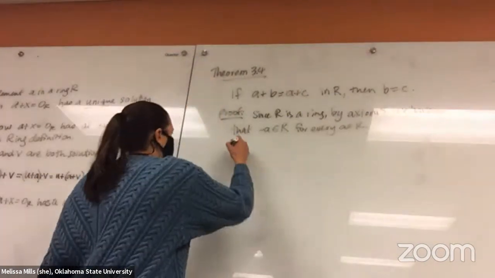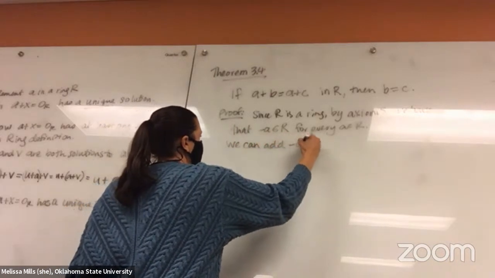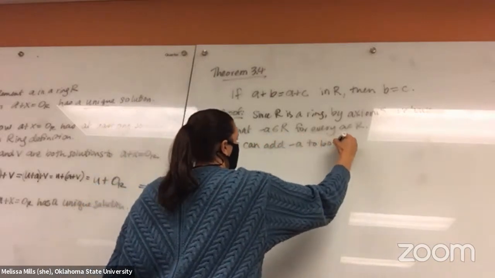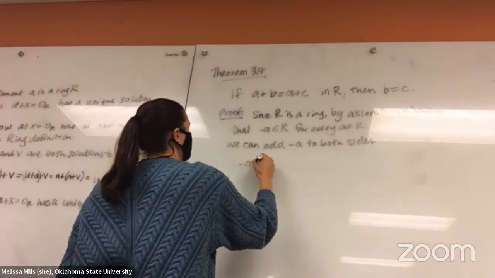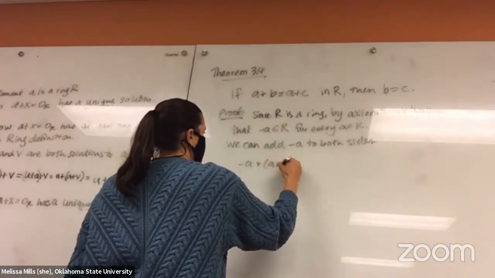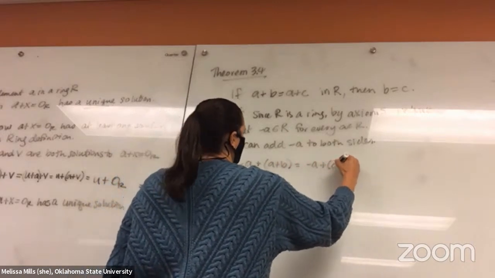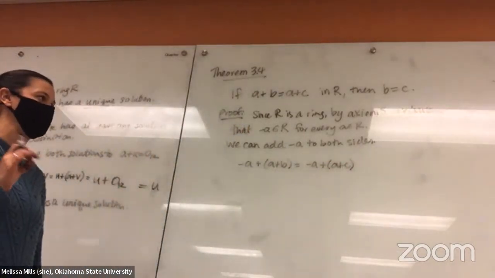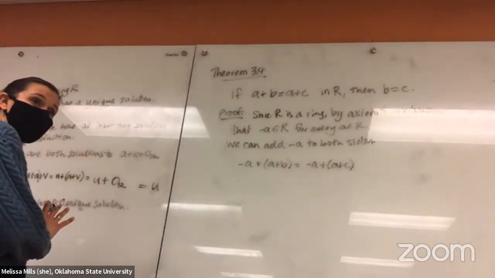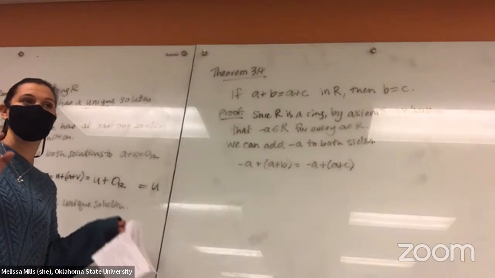Okay, so we can add negative A to both sides. So I'll end up with negative A plus B equals negative A plus A plus C. And if you'll notice here, I'm being a little bit careful about adding it on the left side, and we do have commutativity of addition, so it won't matter so much.